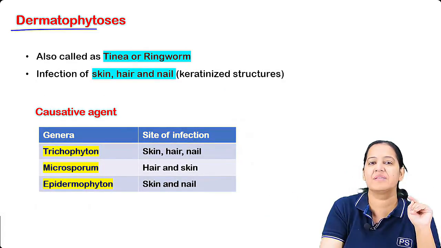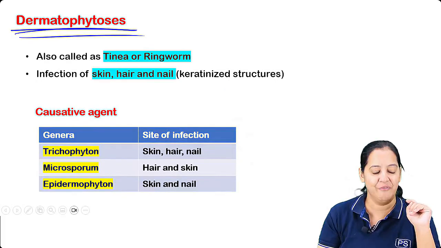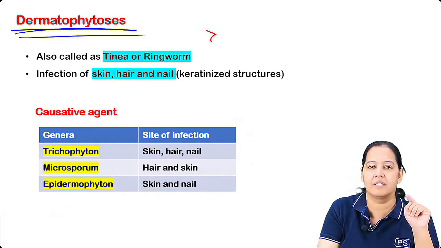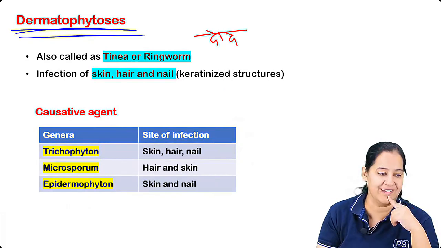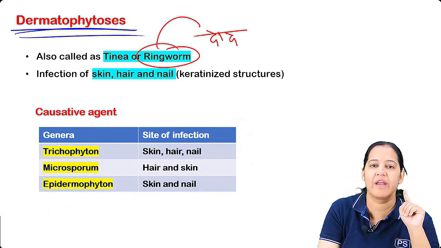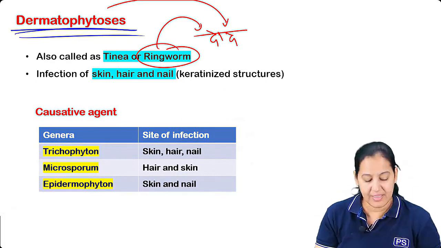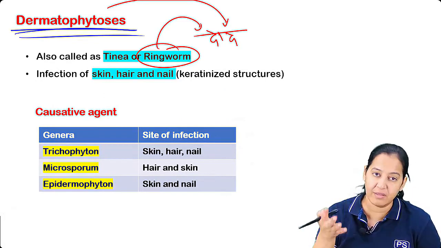So the fourth fungus is dermatophytosis. As I told you, in Hindi we call it दाद. It is known as ringworm. So that is dermatophytosis. Again, it's the name of the disease. These all are the names of the diseases. You have to learn the corresponding fungus.